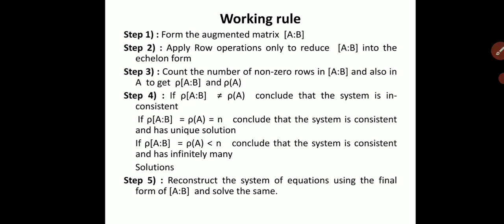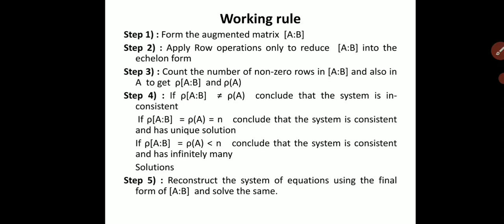And if rank of AB is equal to rank of A is equal to n, where n is the number of unknowns, then conclude that the system is consistent and has a unique solution. This step is very important. If both the ranks are equal to the number of unknowns, then we have only a unique solution.